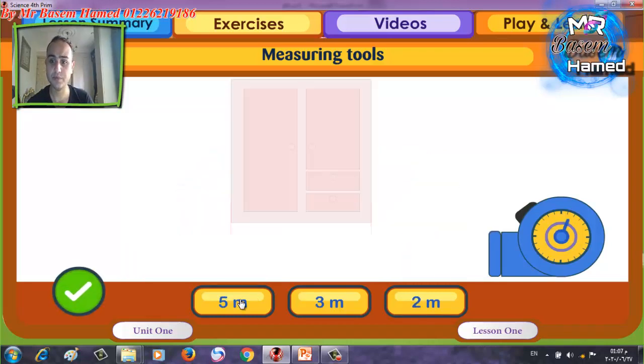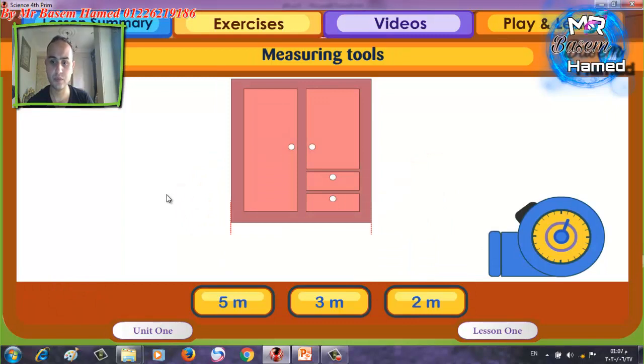We have a board. Let's measure its length and keep zero as your start point.